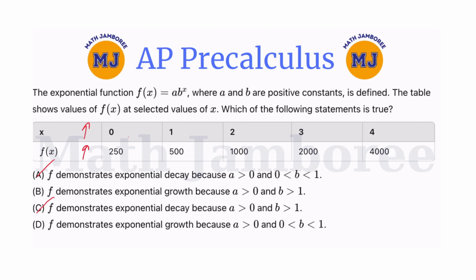To do that, we will use this first data. f of 0 is equal to a times b to the power of 0, which is 250. So technically, a times 1, because b to the power of 0 is 1, right? So it's just 250. So a is 250 technically.